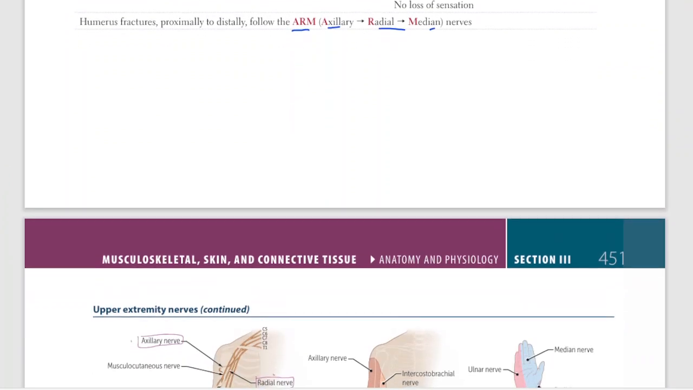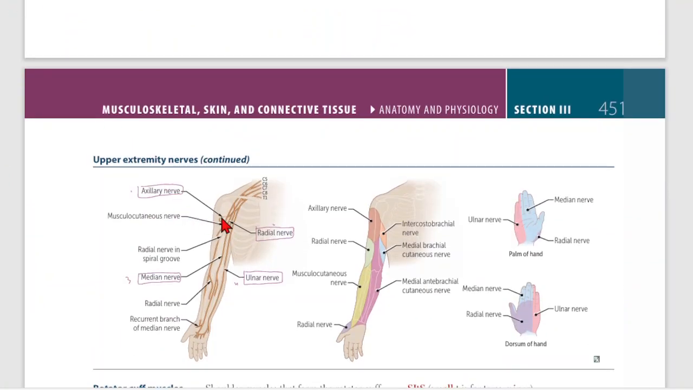Now see here, this is the axillary nerve. It comes here and supplies the deltoid muscle. This is the radial nerve. It moves posterior to the humerus and supplies the posterior muscles of the arm and forearm. This is the arm, and this is the forearm. This is the ulnar nerve. It runs along the medial side and goes here and supplies the muscles of the hand.